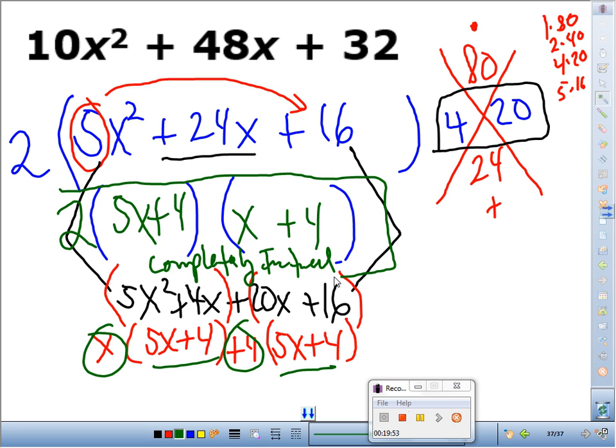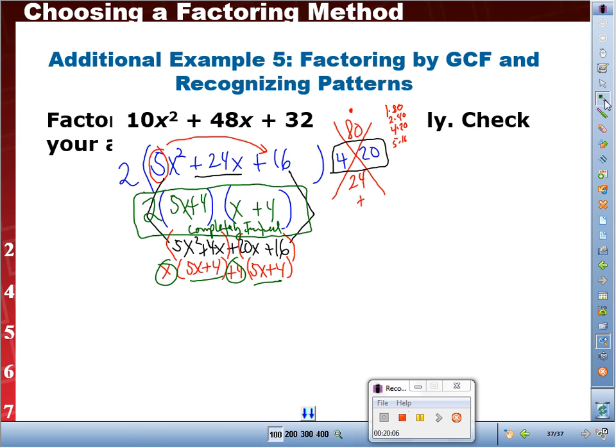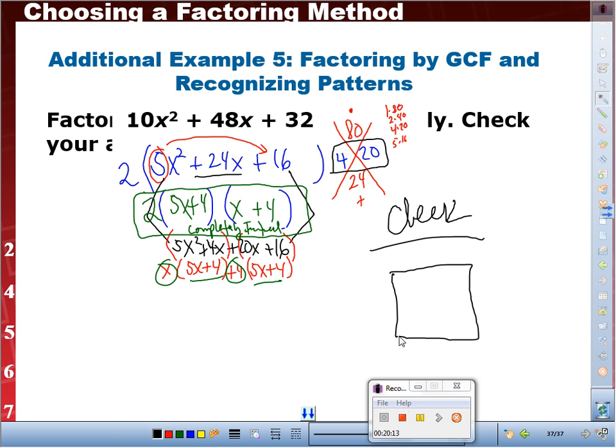However, what was the part of the instructions that we said not to forget? Check. We're going to check. So let me zoom out, and we're going to check together. And by now we should know how to check. Mr. Q, that was all multiplied by 2, right? Right, by 2. So then at the end we're going to check. So let's start with the area model. So what are my factors first? 5x plus 4 and x plus 4.